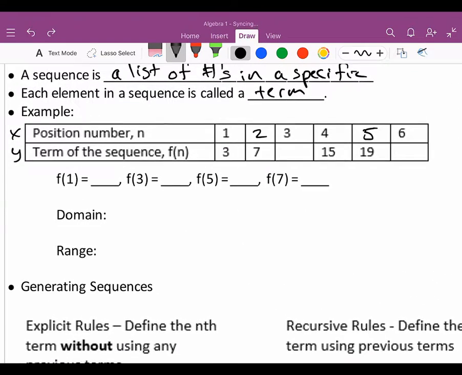Okay? So let's figure out the pattern here. If I have enough information here, I noticed that to go from 3 to 7, I have to add 4. From 15 to 19, I have to add 4. So it looks like I'm going up by 4 each time, right? So let's go up by 4. So 7 plus 4 would be 11. 19 plus 4, 23. So I fill out the rest of the table. It's a pattern, okay? So I'm going up by 4 each time.